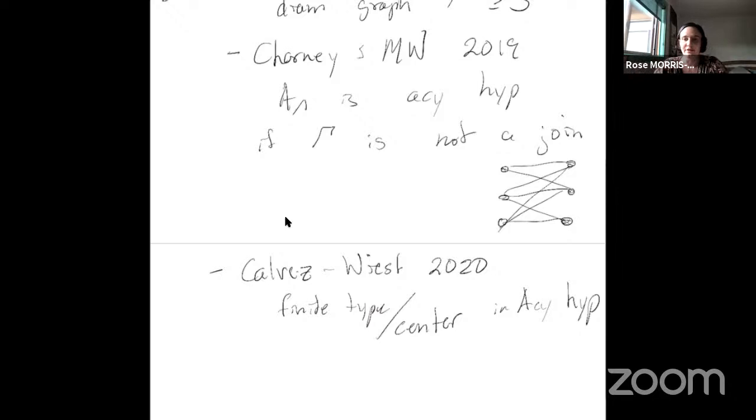But that's another interesting question: what happens when I mod out by the center of an Artin group? Is it going to behave well with respect to this acylindrical hyperbolicity? Of course, as I mentioned before, it's conjectured that many of them have trivial center. But this is the way that you get around that if you're working with finite type.